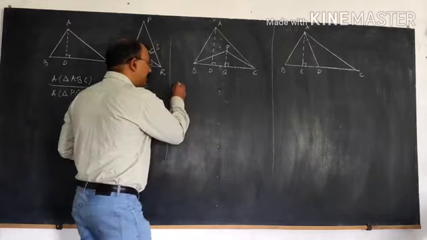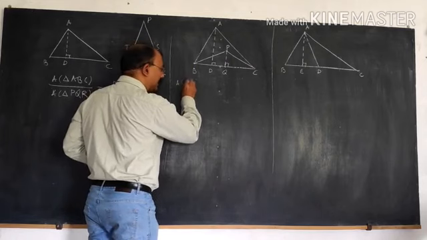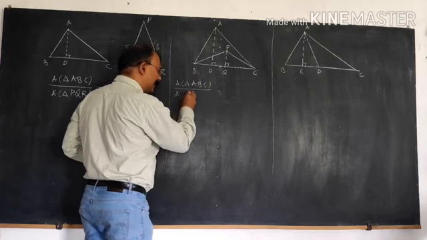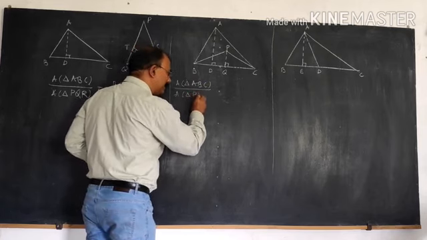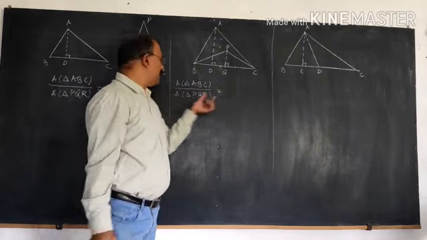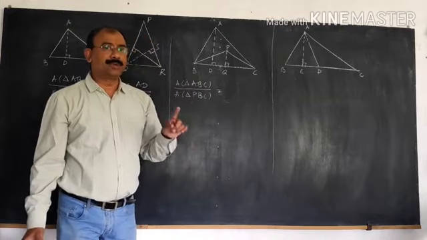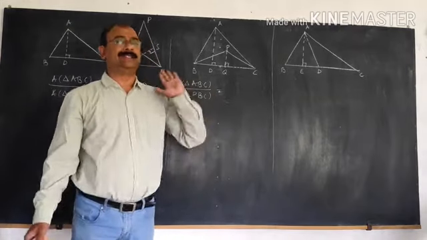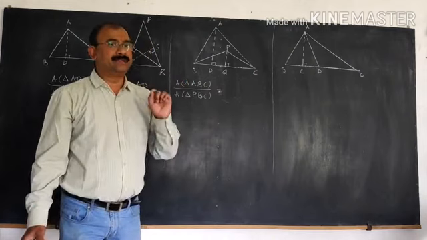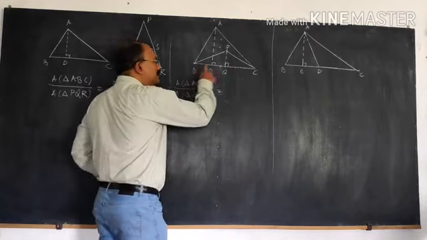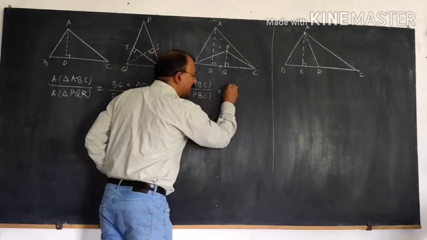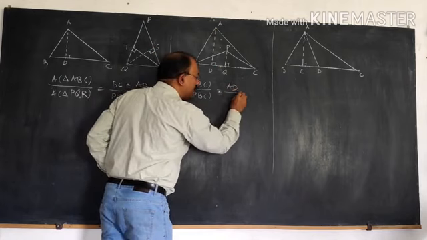In that case, the ratio of their areas, area of triangle ABC upon area of triangle PBC, this will be equal to, since they have the same base, the ratio of areas will be equal to the ratio of corresponding heights. Listen carefully. It is the ratio of corresponding height. So this is the base of the triangle. So height will be AD. So height of triangle ABC is AD.